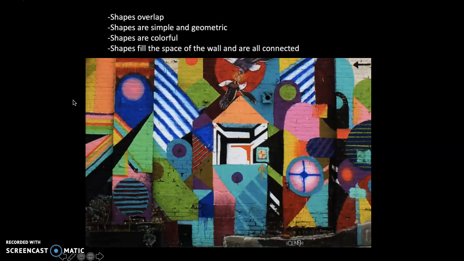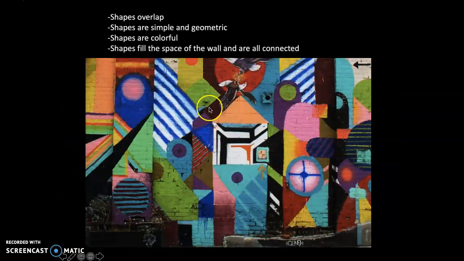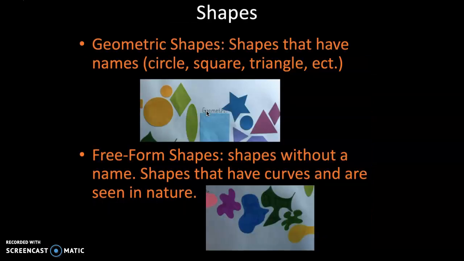Now in her mural designs, you can see that her shapes overlap. There's lots of different types of shapes happening together. They are simple shapes, but there's a lot of them packed together, overlapping. Simple and geometric shapes is what she loves. Shapes are colorful normally, and they fill the space of the wall. They're all connected together. There's no big spaces in between the shapes. They're all kind of flowing together. So that's the style that she loves in her murals.